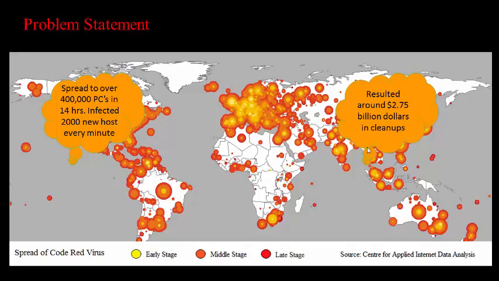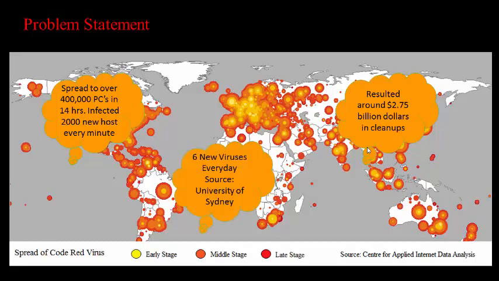The Code Red virus was actually just a simple virus which was downloaded. You get a mail with an attachment in Word, and if you open it, it gets downloaded into your PC. When that happened, mails were sent out to all your contacts, and they were infected in that way. There was research conducted by the University of Sydney which says that there are 6 new viruses created every day.